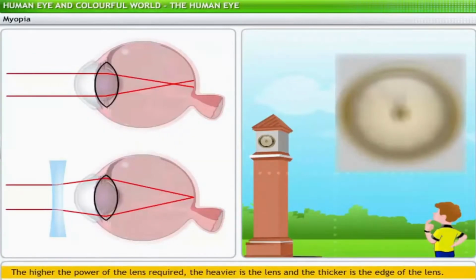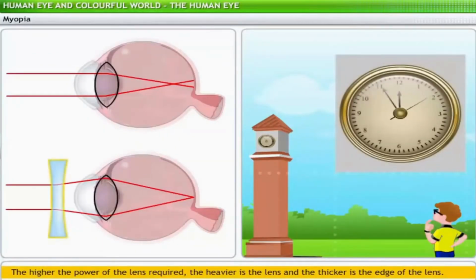The higher the power of the lens required, the heavier is the lens, and the thicker is the edge of the lens. The rectification lens for myopia is also referred to as the diverging lens, as it serves to correct the defect by diverging the incident light beam.